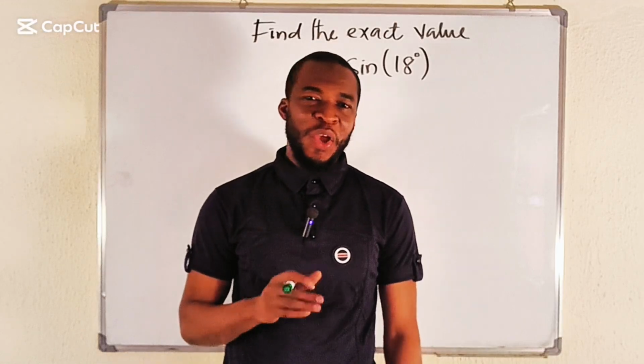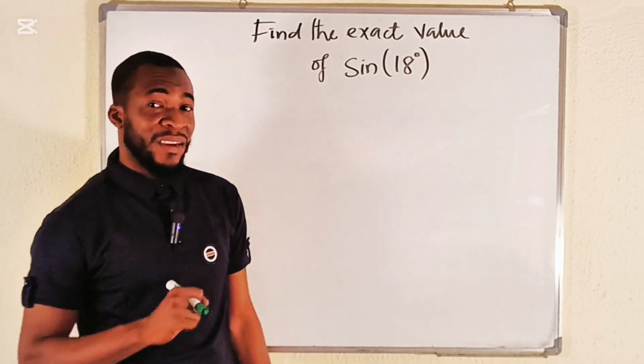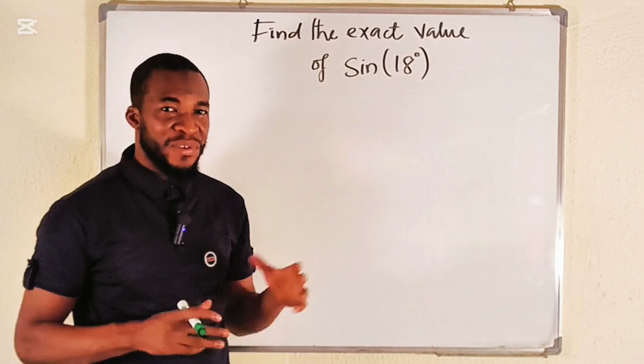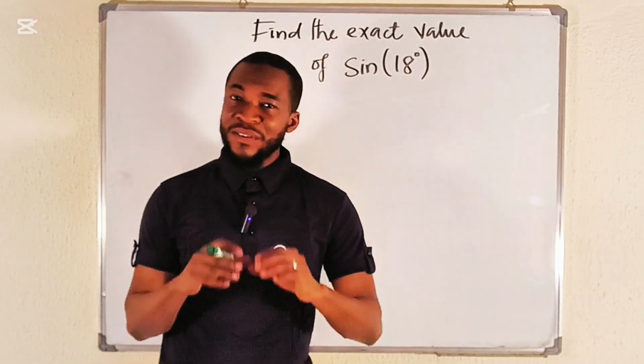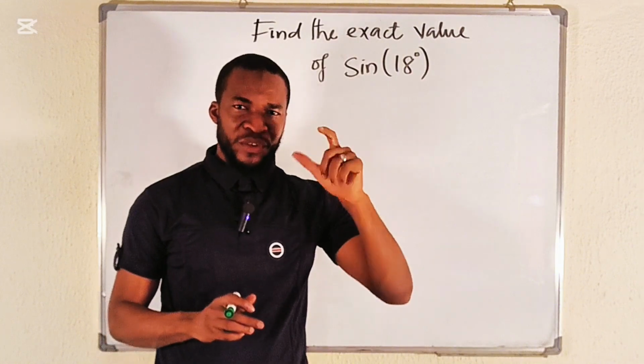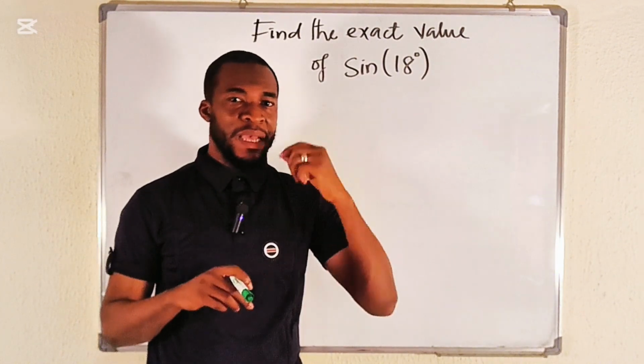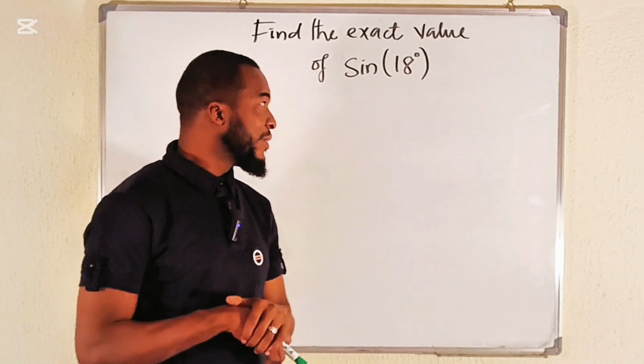Hello everyone, we have an interesting problem here. We're asked to find the exact value of sine of 18 degrees. 18 degrees is not a special angle, and we have learned all about the trigonometric ratios of special angles from 0 to 360 degrees, including their coterminal angles.